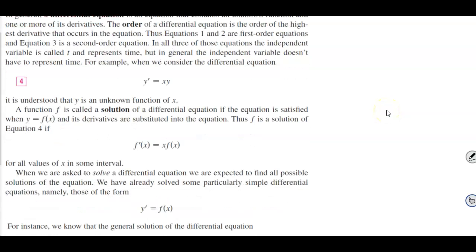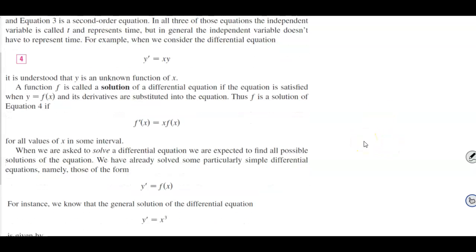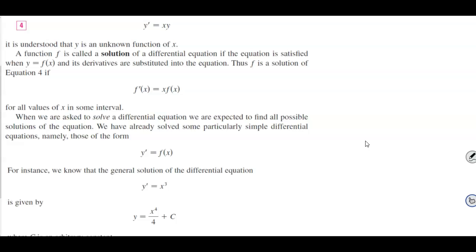Now a function f is called a solution of a differential equation if the equation is satisfied when y is equal to f(x) and its derivatives are substituted into the equation. Thus f is a solution of equation 4 if f'(x) is equal to x times f(x) for all values of x in some interval. When we are asked to solve a differential equation, we are expected to find all possible solutions of the equation.